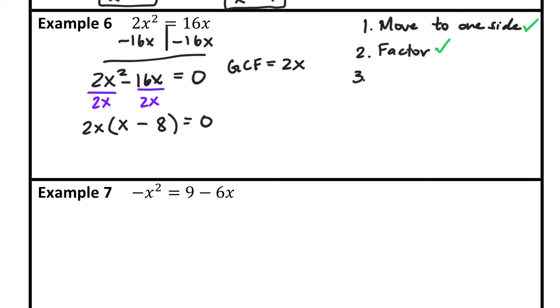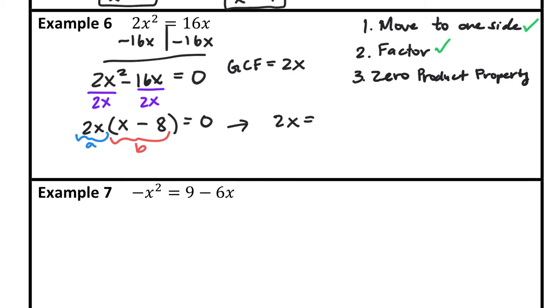So step 3 is the zero product property. So this is my A, this is the B, and so that means that two things are true, either 2x equals 0 or x minus 8 equals 0.